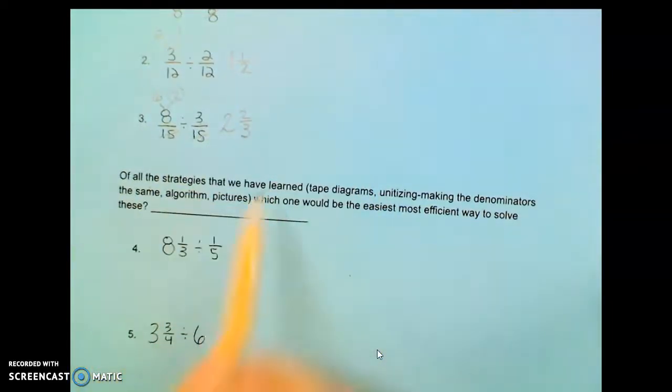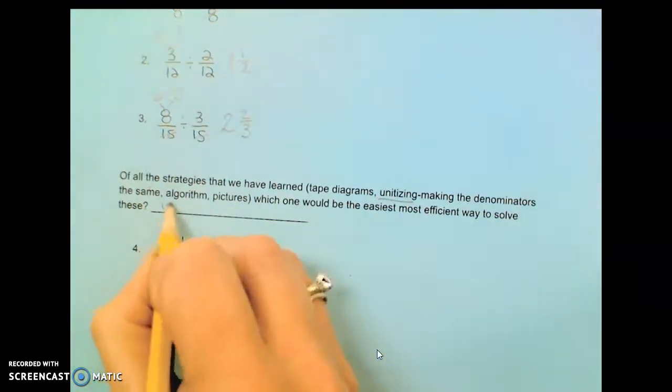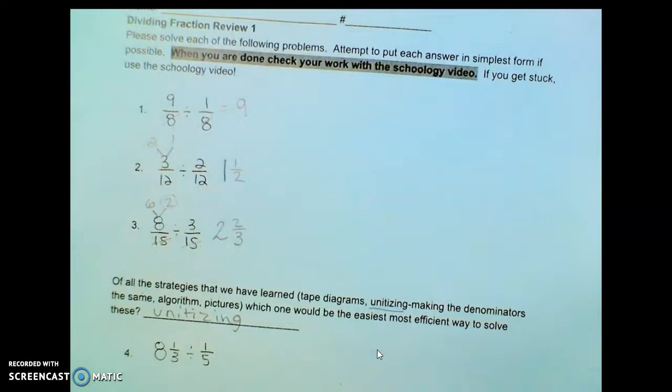So for me, of all the strategies we've learned, the one that would make these the easiest, most efficient way to solve would be unitizing. If you use the algorithm, that's okay. You should still get all these answers. If you drew pictures and did models, that's okay. You should still get these answers. So any of those strategies, whichever one is the easiest for you and worked for you, is great as long as you can get those answers.